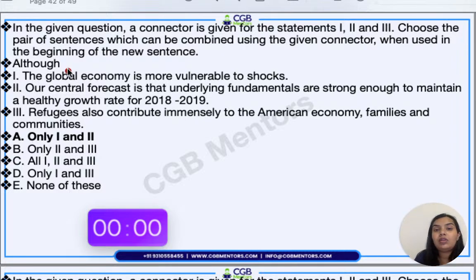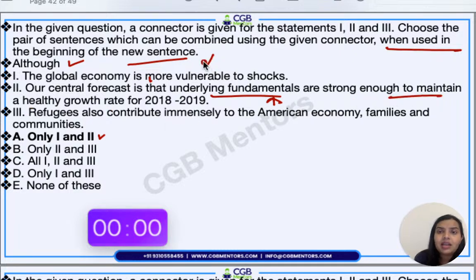Good job. Now, although is used to talk about contrast. So you have to choose the pair where you can use this connector and combine. Also, there is something very important. It says when used in the beginning of the new sentence, whatever you have here, you have to use in the beginning. So, first and second, can that be a combo? Although global economy is more vulnerable, central forecast is that underlying fundamentals are strong enough to maintain a healthy growth rate. If it is vulnerable, how can it be strong enough to maintain? Vulnerable means weak.